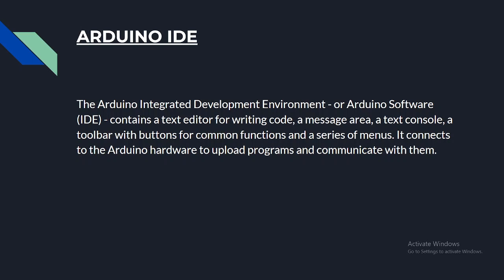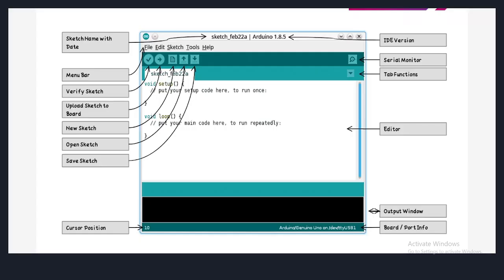The Arduino Integrated Development Environment software contains a text editor for writing code, a message area, a text console, a toolbar with buttons for common functions, and a series of menus. It connects to the Arduino hardware to upload programs and communicate with them. Here is a picture of the Arduino IDE screen on which the code is written.